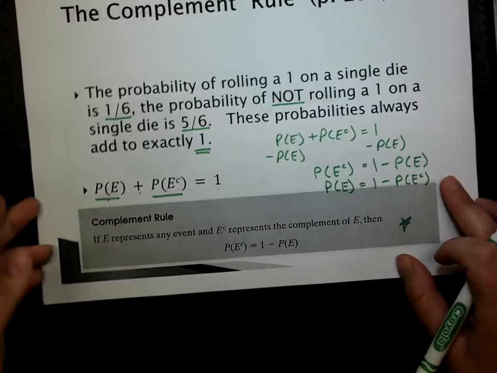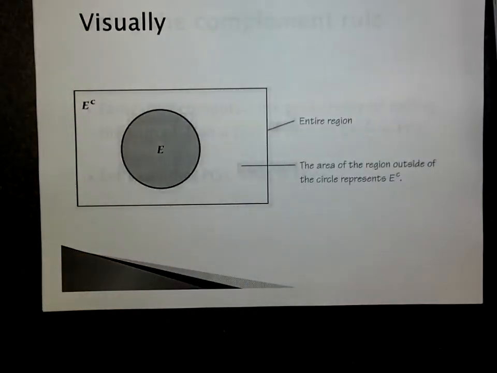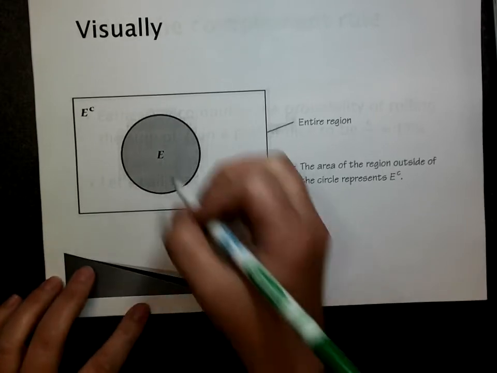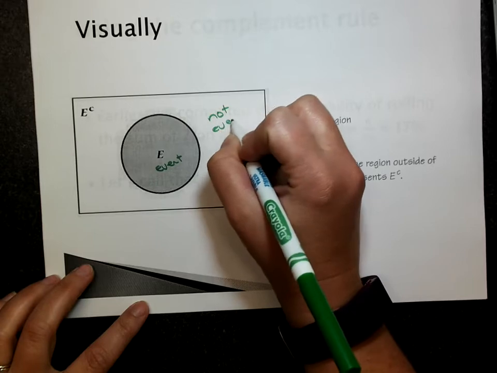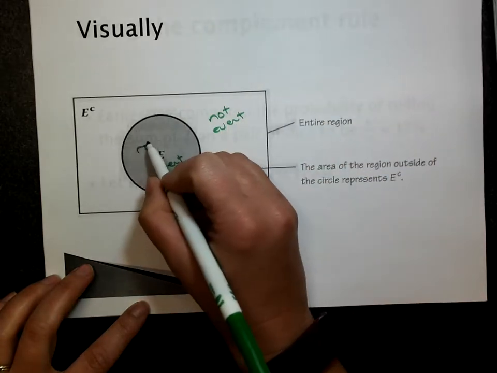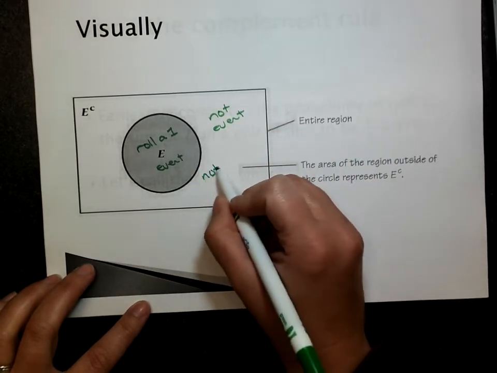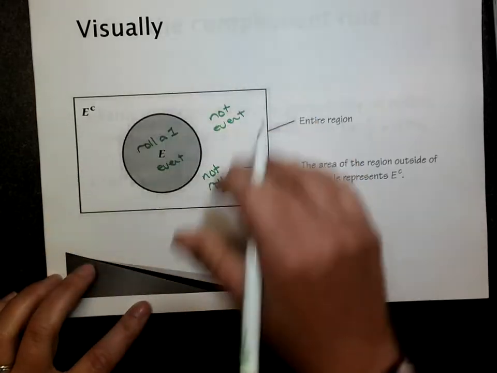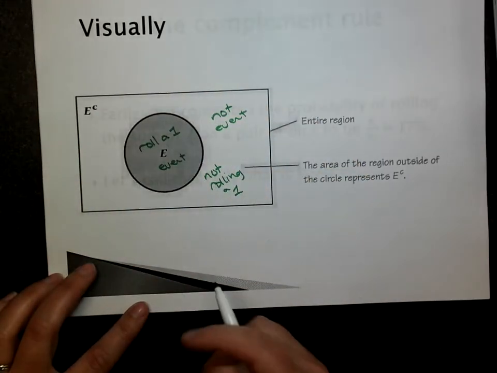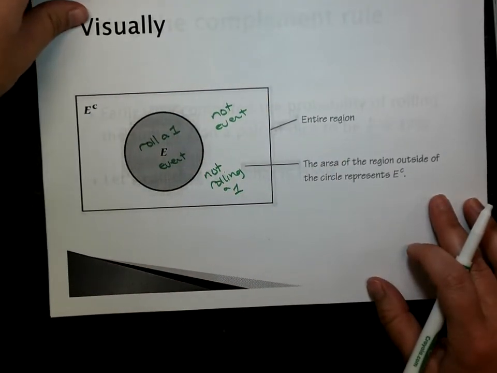All right. So far, so good. Let's see how this looks. So the book does a nice visual. Here's the event, and here is not the event. So this would be like roll a 1. Here's the event rolling a 1. Here's the event not rolling a 1. So every other event that's not rolling a 1 would be on the outside, and the whole space is the entire sample.